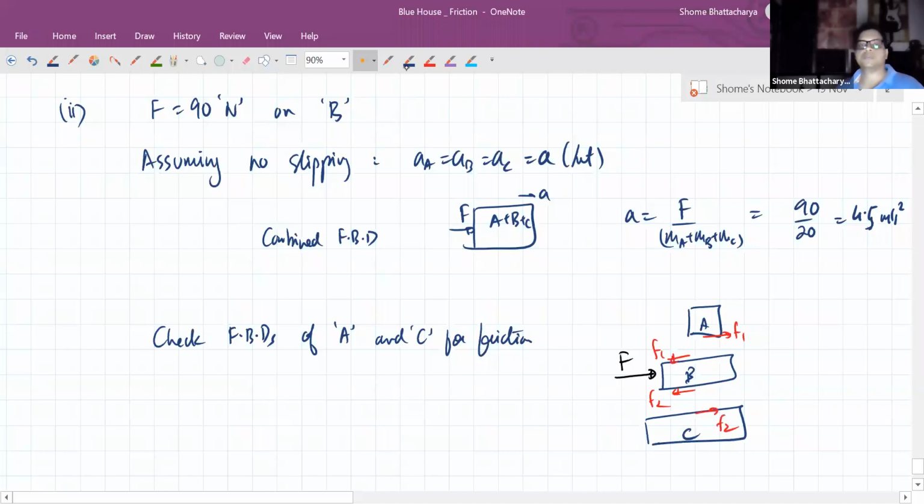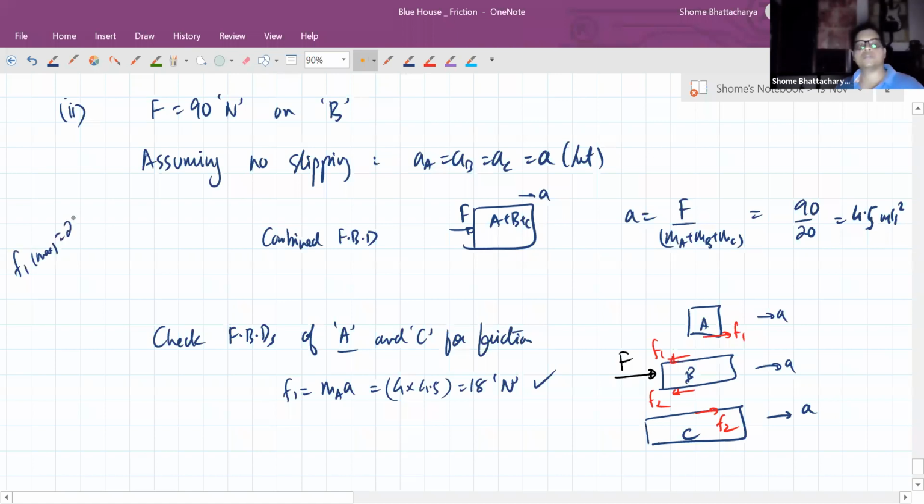Okay, and we are assuming all three have the common value of acceleration. So for E we will get the equation: F1 is this, so it is 4 into 4.5, so it is 18 newtons. So that's still fine because F1 max was 24 newtons.